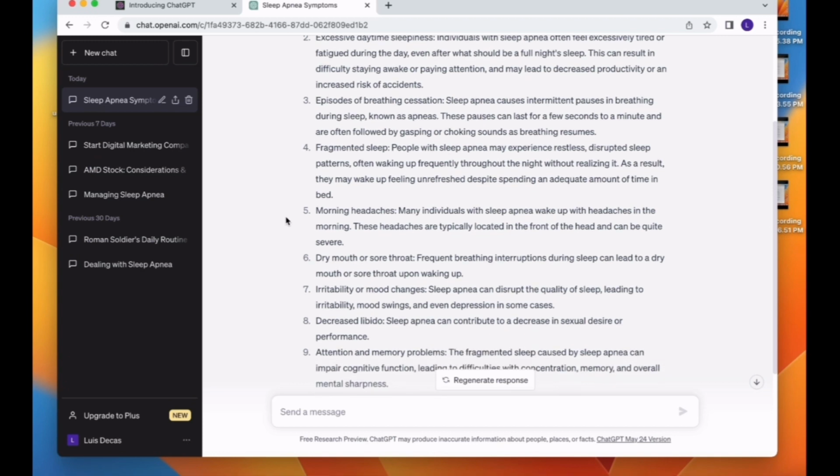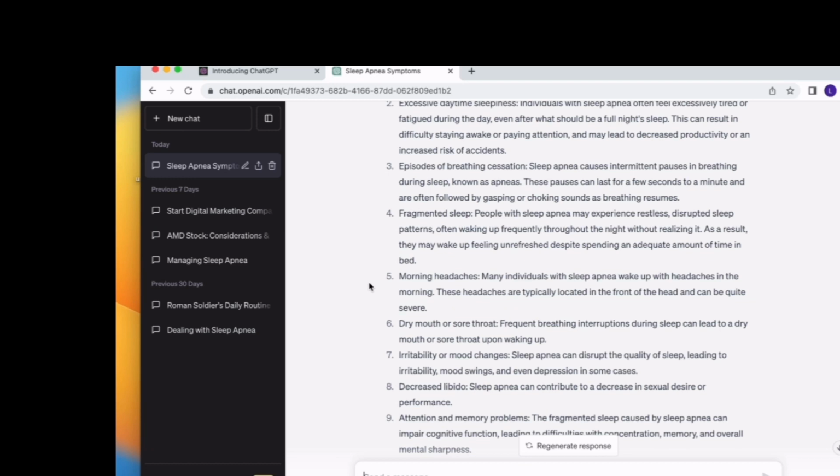Anyway, so number 4, fragmented sleep. People with sleep apnea may experience restless, disrupted sleep patterns, often waking up frequently throughout the night without realizing it. And that's something key, because you think that maybe you might not have sleep apnea because it says here "without realizing it." Anyway, so as a result, they may wake up feeling unrefreshed. So sometimes you could be at the early stages of sleep apnea, you don't know these things are developing, and you don't even realize that you're not getting the right quality of sleep.